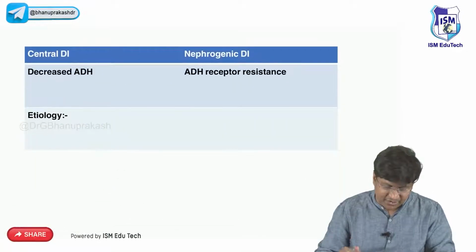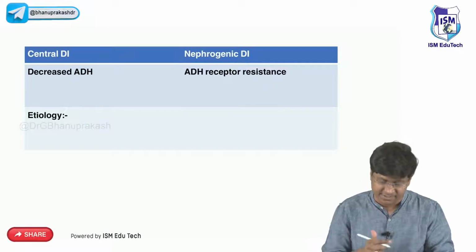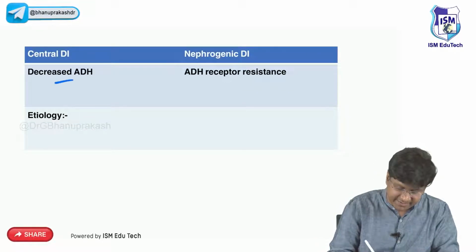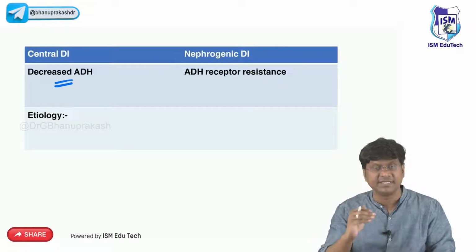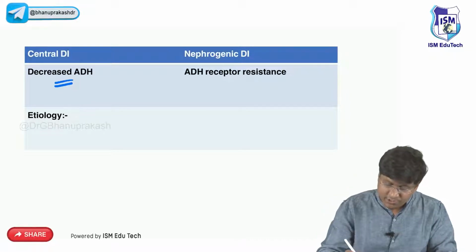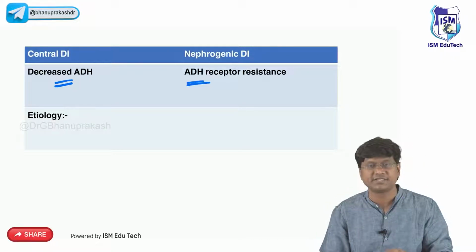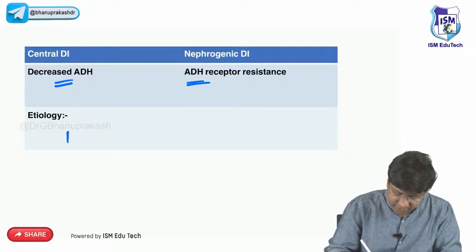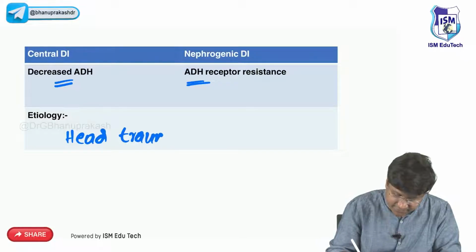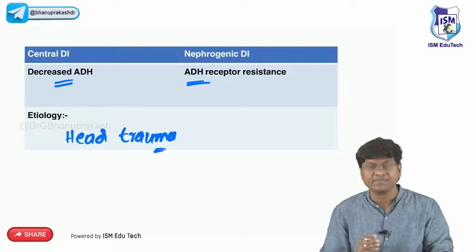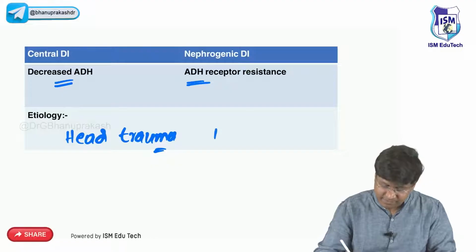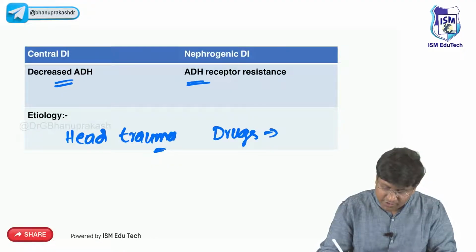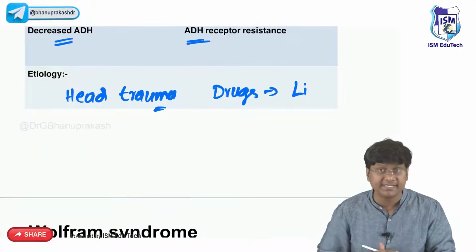Now, what exactly are the etiologies that will be causing diabetes insipidus? What do you understand by the word central diabetes insipidus? It is a scenario where there is a decrease in your antidiuretic hormone. And what do you understand by the word nephrogenic diabetes insipidus? It is the one where there is ADH receptor resistance. The important etiology causing central diabetes insipidus will be head trauma. Whereas in nephrogenic diabetes insipidus, mainly we have drugs. These drugs include lithium.